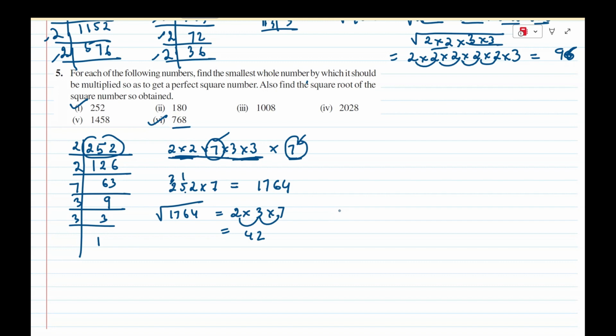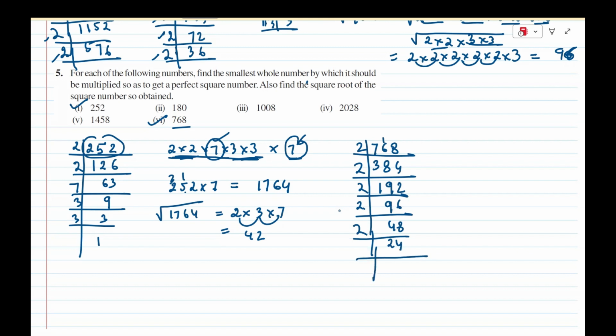Let me do one more, that is 768. So what is the process? Do prime factorization and find out the number for which there are no pairs. So 768, do prime factorization. 2 3s are, then 2 8s are, 4s are, 1 9 2, 9 6, 4 8, 24, 12, 6, and 3. Correct? Now write them into pairs. How many 2s do I have? 1, 2, 3, 4, 5, 6, 7, 8. 1, 2, 3, 4, 5, 6, 7, 8, and last I have 3. I have paired all the numbers except for 3.